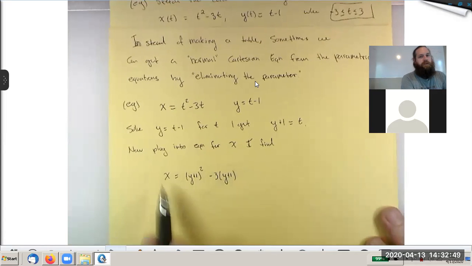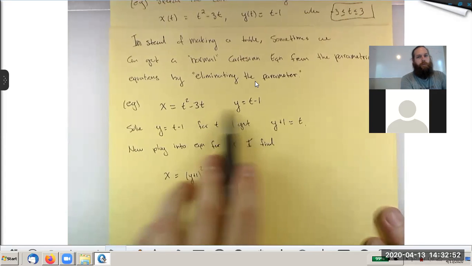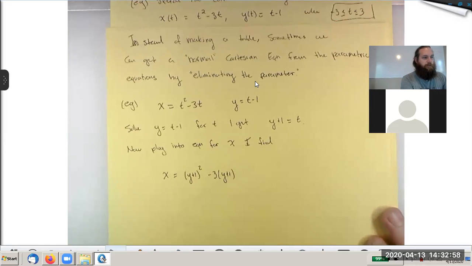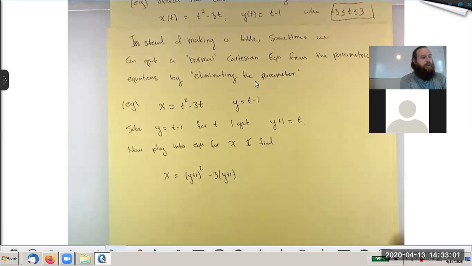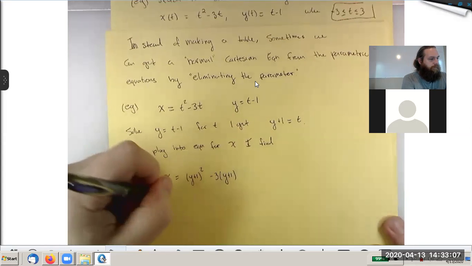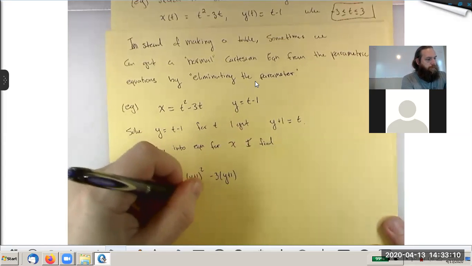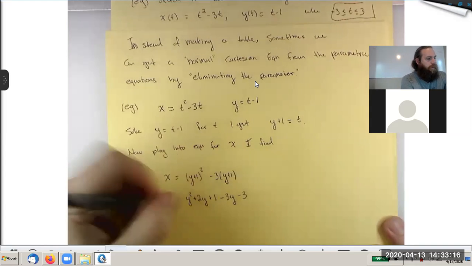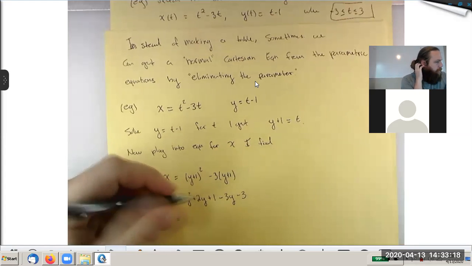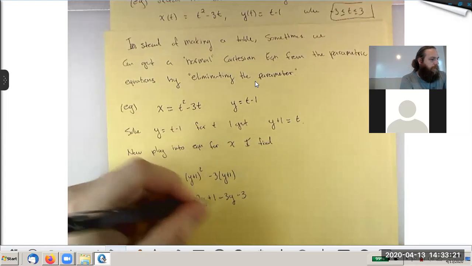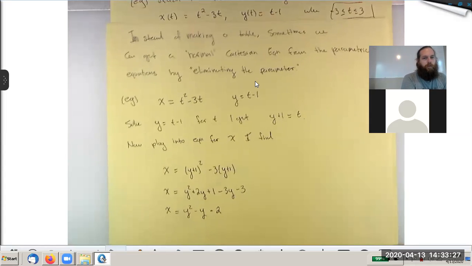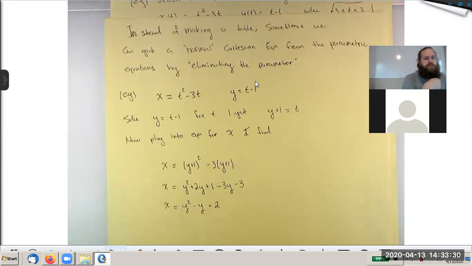And this now doesn't have any t's in it. Somehow it carries all the information that these two separate equations carried, but it doesn't have any t's in it. That's, for us, as we're getting used to this stuff, a nice thing. You might have an easier time graphing something like this, especially after you simplify a little bit. This is y squared plus 2y plus 1 minus 3y minus 3. And if I put all this together, what is that? I have y squared minus y minus 2, which is clearly a sideways parabola.